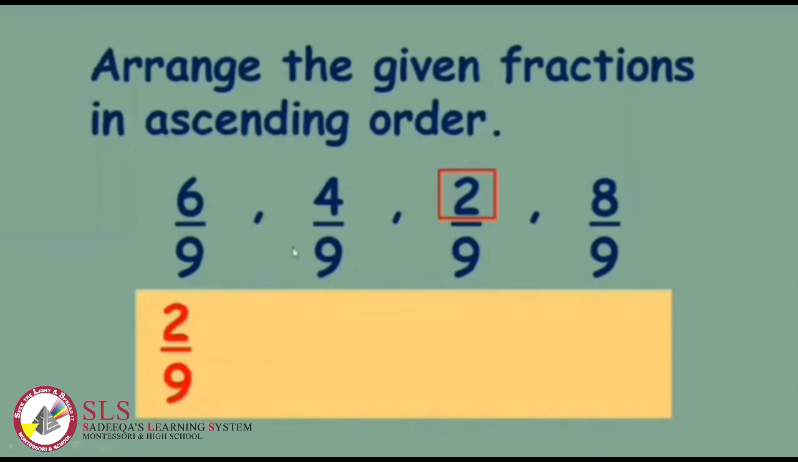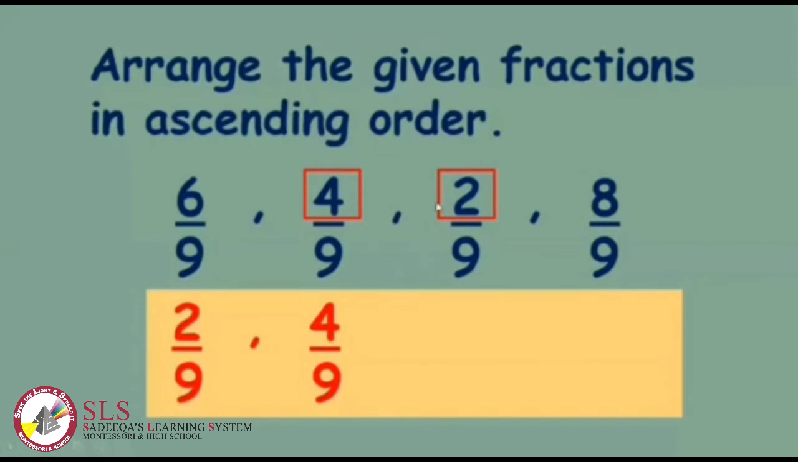Now again, check the numerators to arrange the like fractions in ascending order. So 6, 4, 2, 8. So 2 is the smallest number. So this fraction is the smallest fraction. So write 2 by 9 here. And now after 2, we are left with 6, 4, 8. So 4 is the smallest among these three. So this is here the smallest fraction. So write 4 by 9 here.